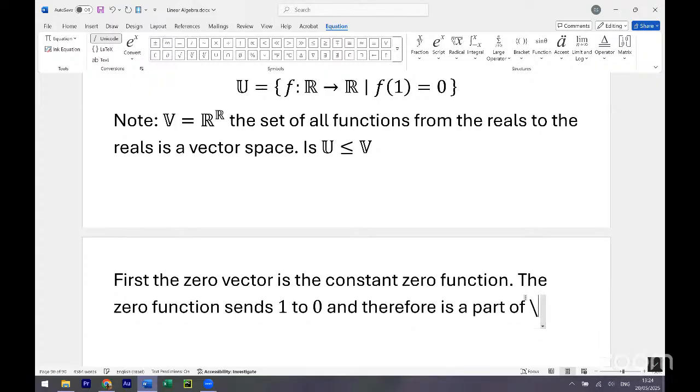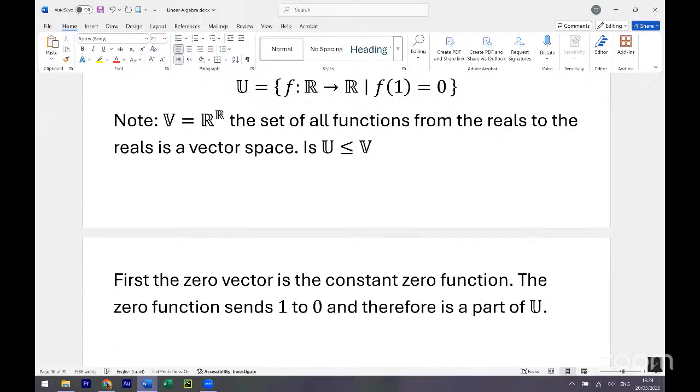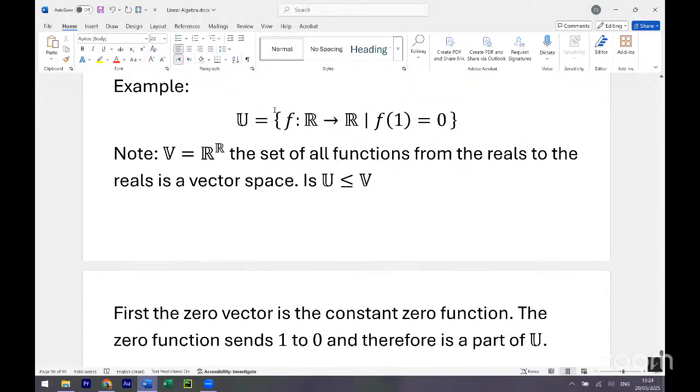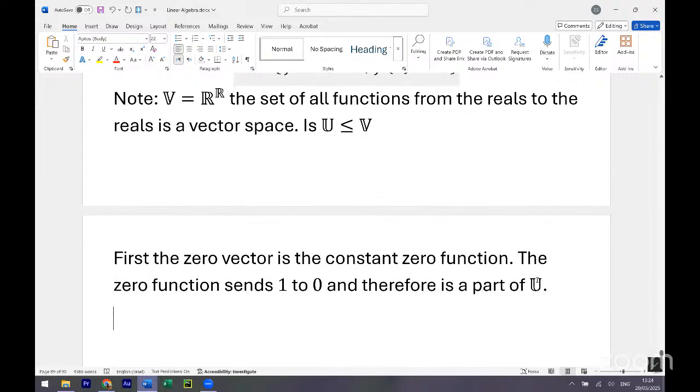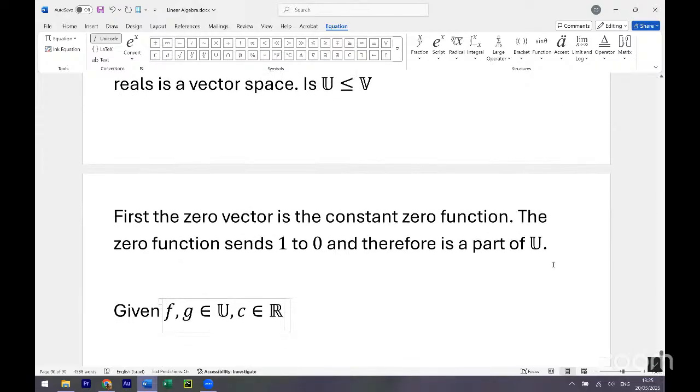So that's always the first thing. Make sure the 0 vector is within the subset. In order for it to be a subspace, we need a 0 vector here. And that happened in this case. Now, what do we do next? We take two vectors within the set, so F and G within U, and we take a scalar within the field, which is R.